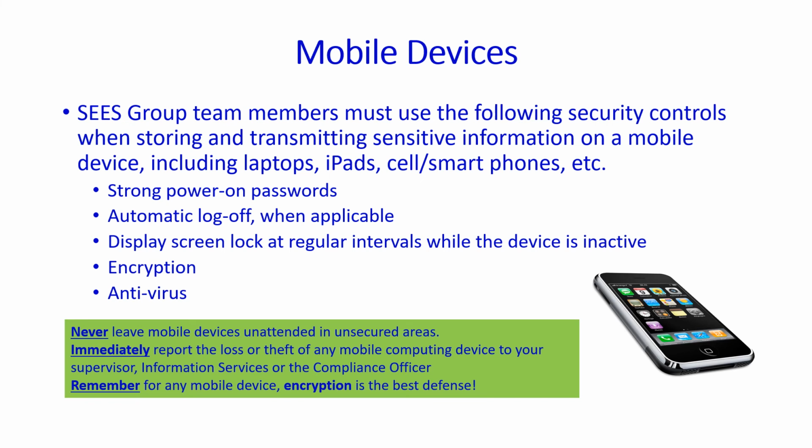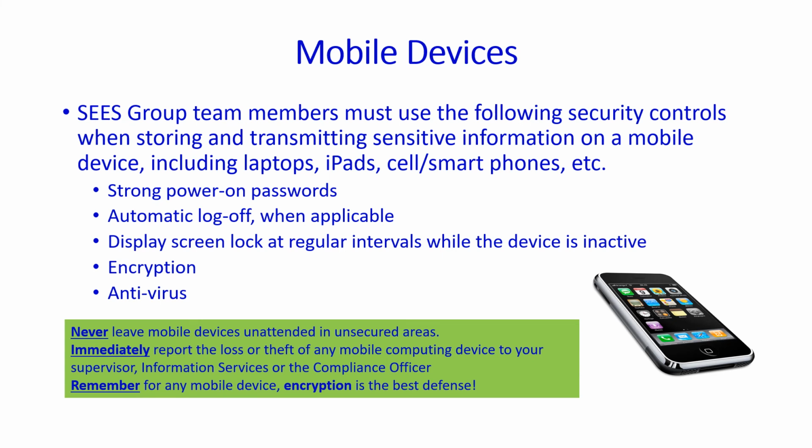Start by having a strong power-on passcode that is required to unlock your device, and make sure only you know that passcode. Ensure that the controls on your device allow for automatic log-off or locking after a period of inactivity. If you are using a mobile device to access PHI, remember to have that device encrypted by Information Services.